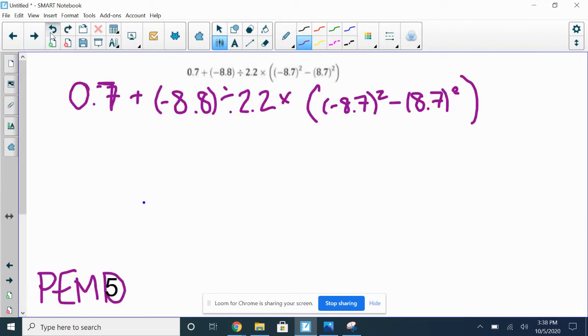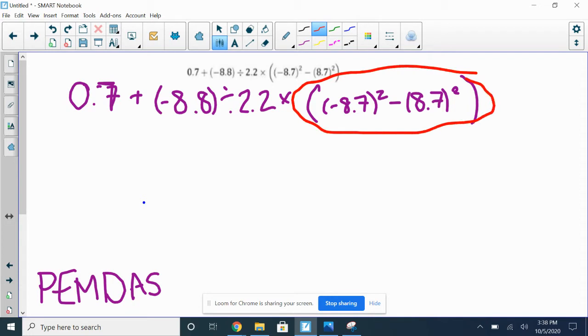Oops. Let's just try this. There we go. And cross out our letters as we go. All right. So my first letter in PEMDAS is P. So I'm going to ignore that negative 8.8 because those parentheses are just telling me that that 8.8 is negative. So I'm going to look at these parentheses.